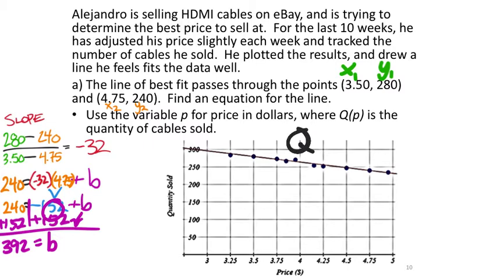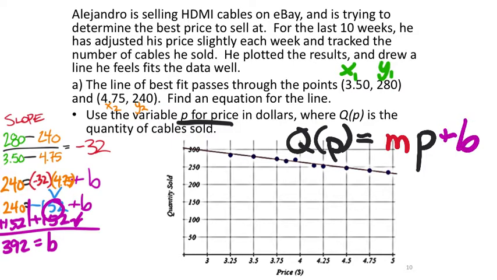So it says to use Q of P. And that means that P is the price. That's going to be our X value, right? So it's kind of like y equals MP plus B, just using a P instead of an X, and then plus B, right?